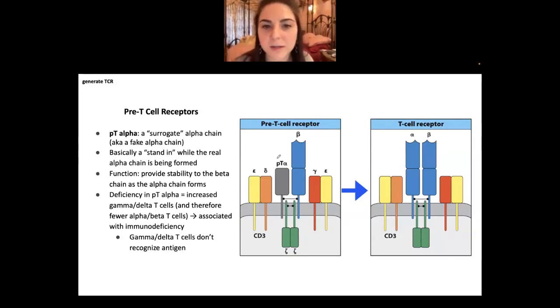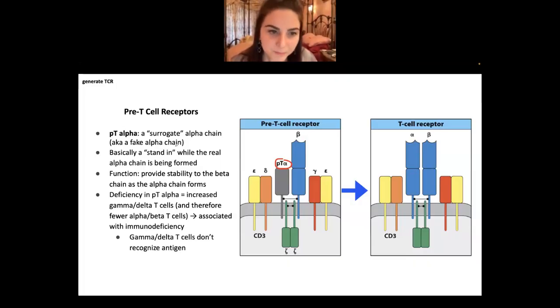It's called PT alpha. I remembered it as the pre-T cell receptor, like the pre-alpha one. It's allowing the beta chain to fully rearrange versus gamma delta. And then eventually the alpha chain will rearrange and take over its spot.